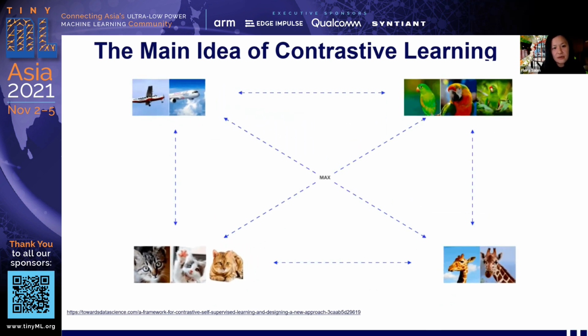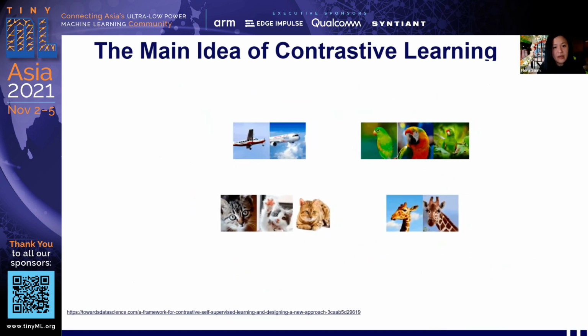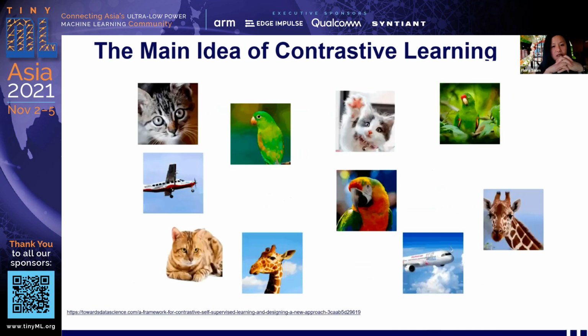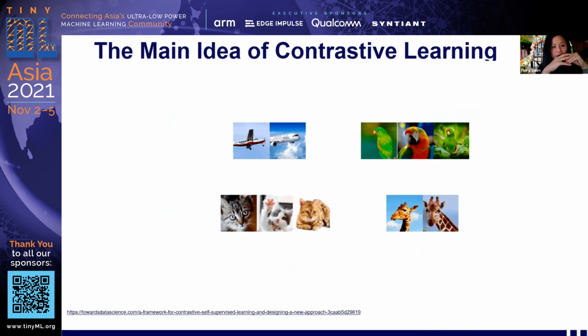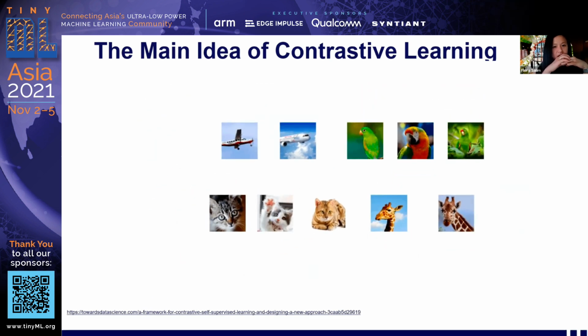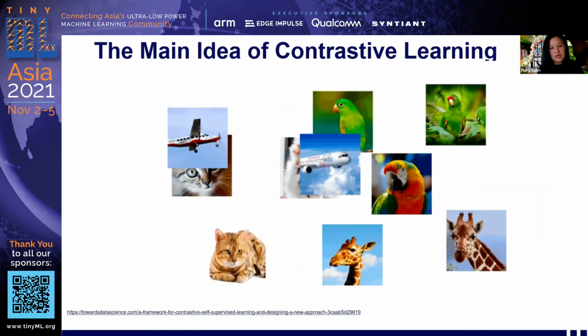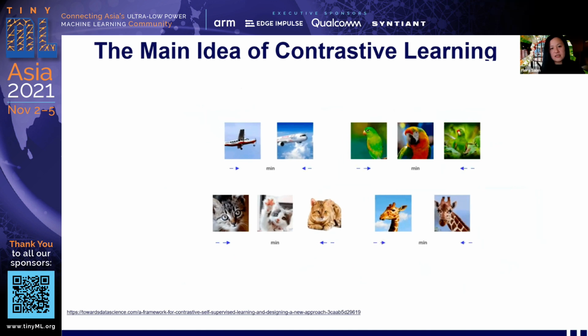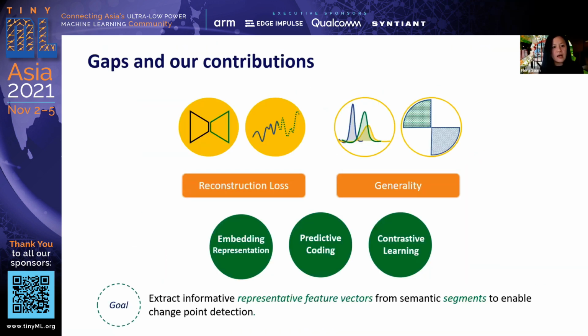What is the main idea of contrastive learning? It was introduced in the computer vision domain, where basically we try to minimize the distance between samples that are similar, and we want to maximize the distance between samples that are different. So we learn from its own samples, using a signal of whether a pair is positively or negatively correlated. Our contribution here is that we are the first to do this on time series sensor data.